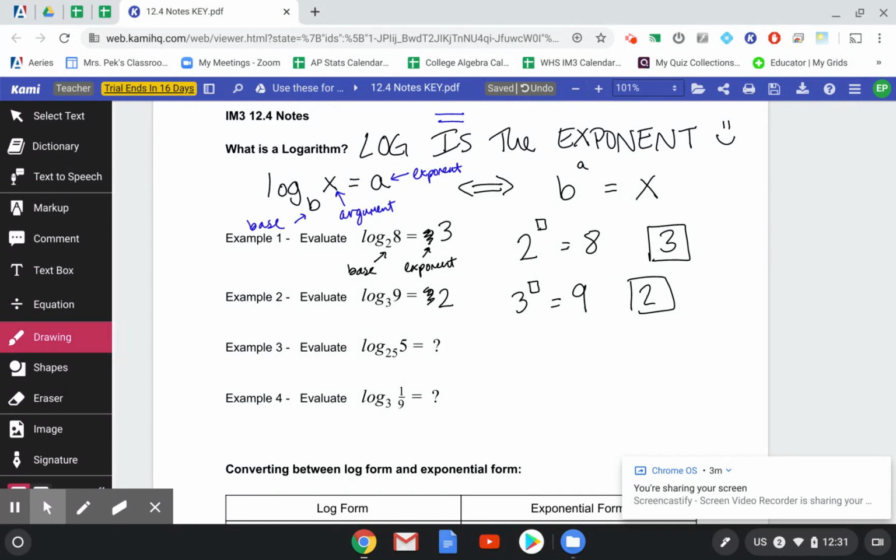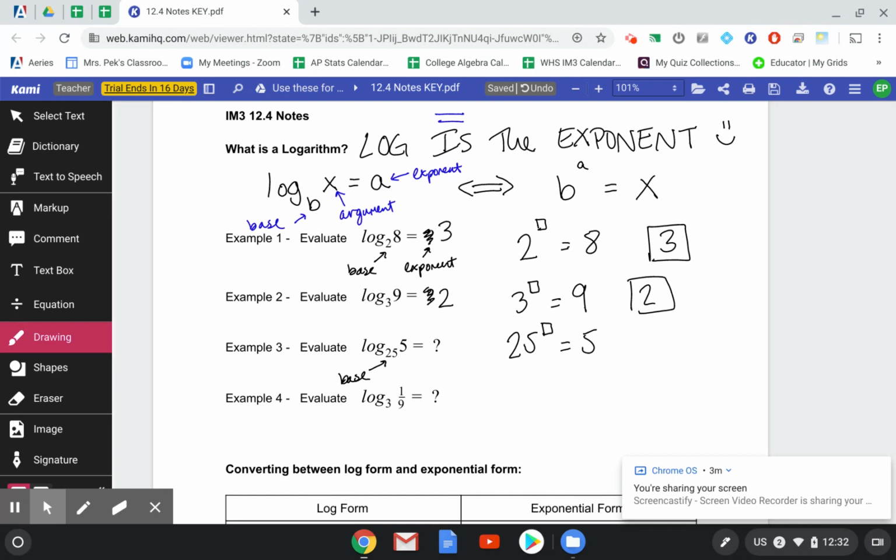Now, they won't all be quite so straightforward. We're going to throw a little bit of other exponent rules at you, possibly. So if we look at example 3, it almost looks like it should be a 2 because 5 squared is 25. But remember, this one is the base. So what I'm actually asking you is 25 to what power equals 5? And that's a little trickier to think about.